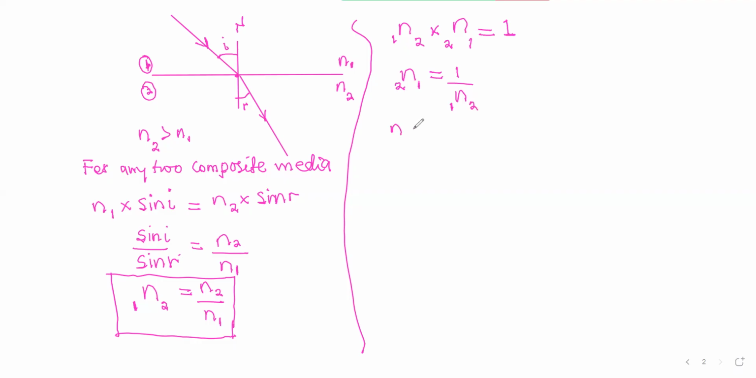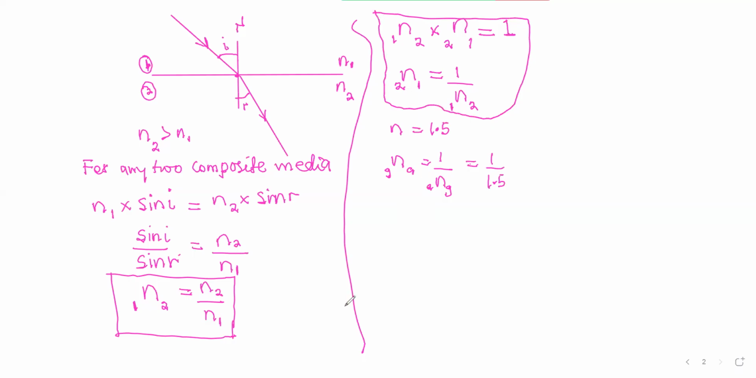So the absolute refractive index of glass is 1.5. It means if I'm looking for the reverse refractive index from glass to air, it must be 1 divided by the refractive index from air to glass, and this will be equal to 1 over 1.5. So take note of this.